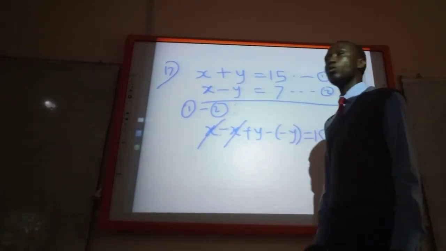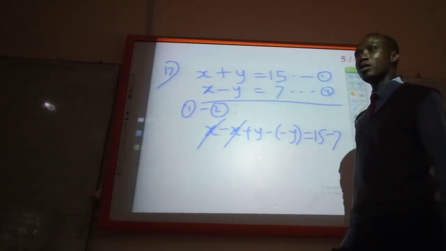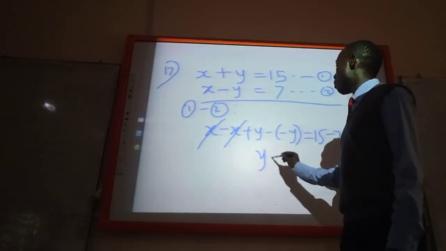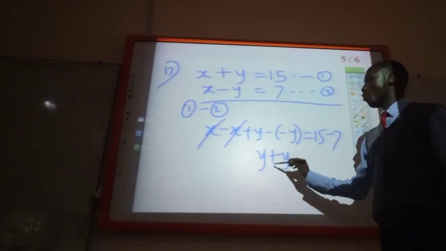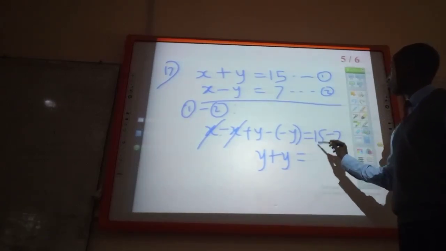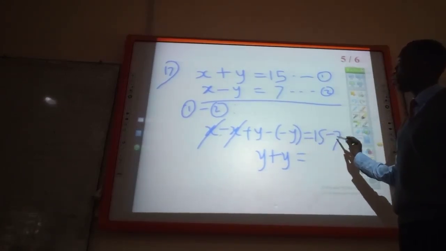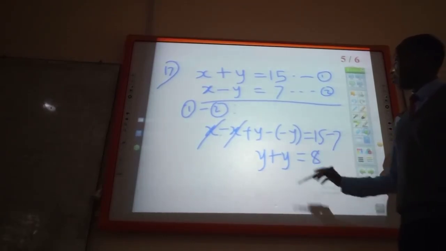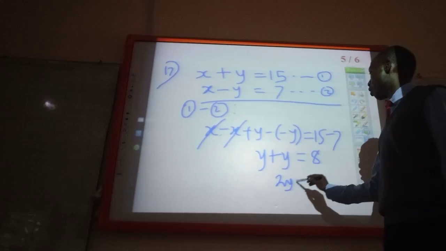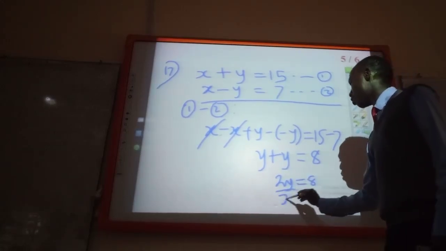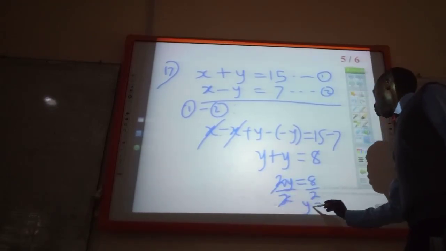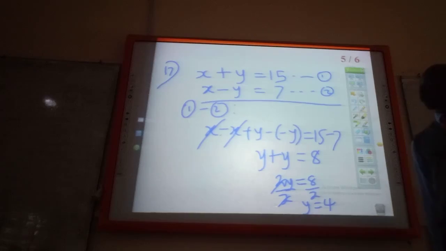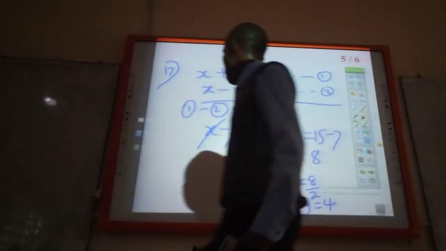X and X go, because X minus X is 0, right? This is Y plus Y, because Y times minus is plus. Equal to 15 minus 7 is 8, right? So that's 2Y equal to 8. Divide both sides by 2. Y becomes 4. Okay, so we can do the substitution quickly.